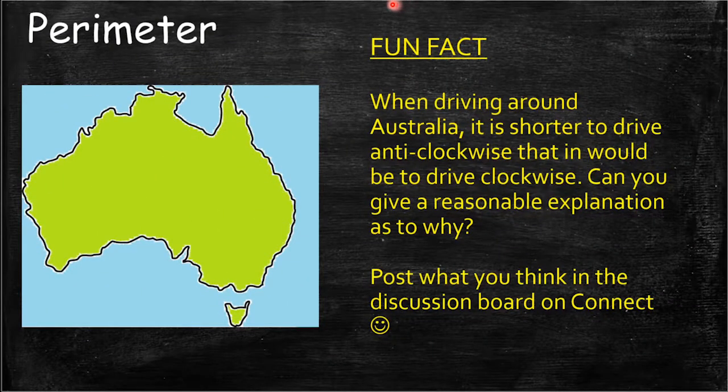Here's a little fun fact to do with perimeter. When you're driving all the way around Australia, forget Tasmania for now, it's actually shorter to drive in an anti-clockwise direction than it would be to drive in a clockwise direction.